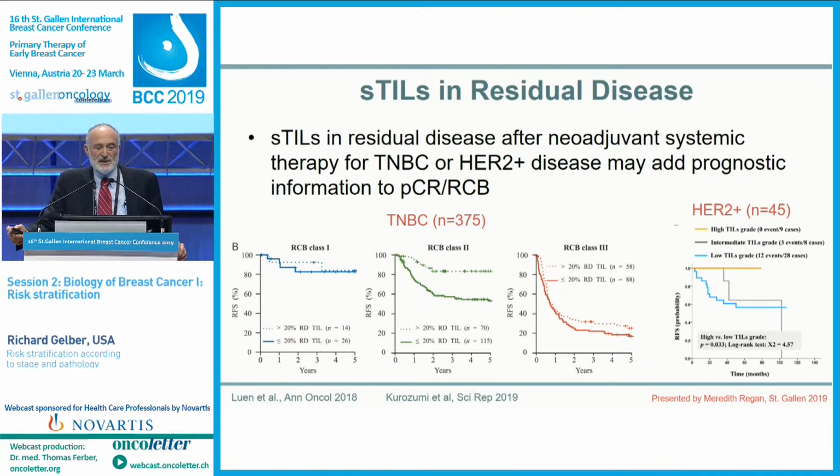What about S-TILs in residual disease? After neoadjuvant systemic therapy for triple-negative or HER2-positive disease, they may add prognostic information to pCR and RCB. Triple-negative: this is a study of triple-negative breast cancer, 375 patients, RCB class 1, class 2, and class 3. So RCB class 2, clear separation. HER2-positive cohort of 45.